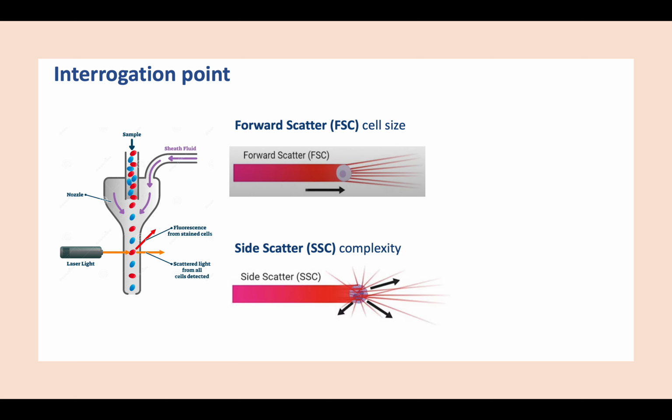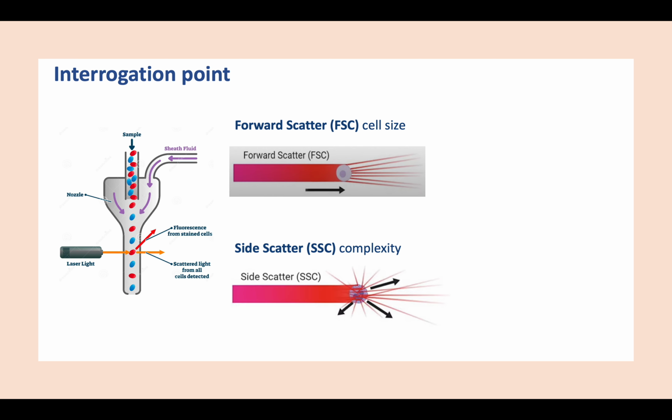What that means is that this forward scatter signal that we have will tell us about the size of our cells. So let's say if we have a larger cell, you're going to have a large forward scatter signal. Whereas the side scatter tells us about the granularity of our cells, which is just a fancy way of saying complexity of our cells. Let's say our cells have more stuff in their cytoplasm, then they're considered more granular and they're going to have a large side scatter signal.